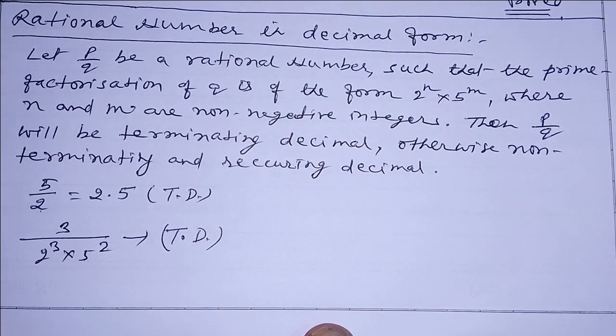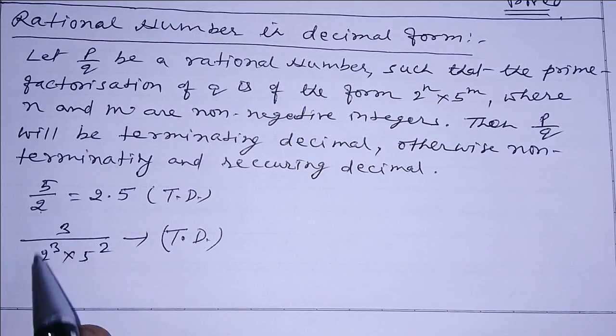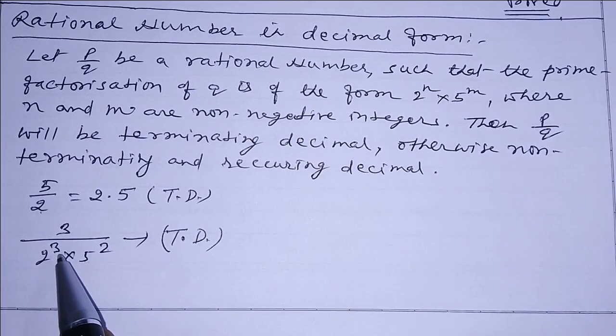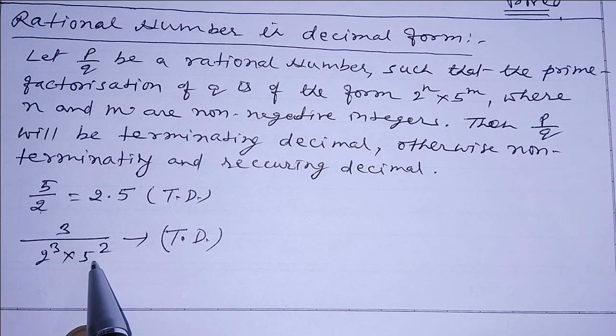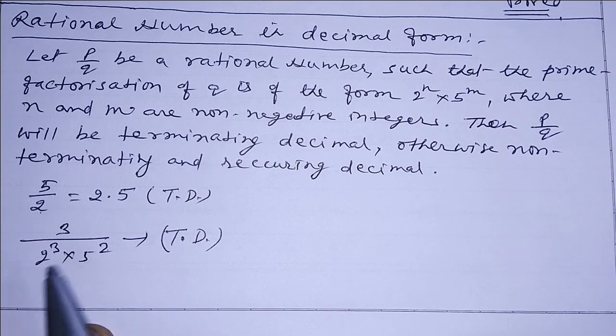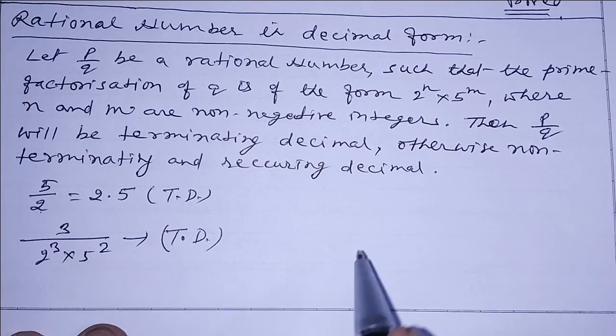To check whether a rational number is terminating or not, you only have to factorize the denominator. If the denominator has only factors of 2 and 5, then it is terminating, and if any number other than 2 and 5 comes, including 2 and 5 also, then it is a non-terminating recurring decimal.